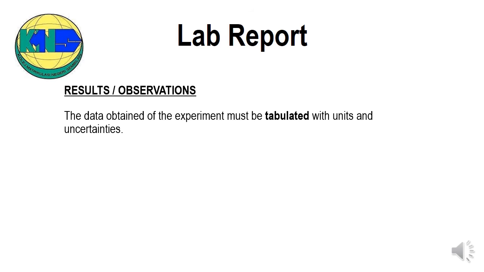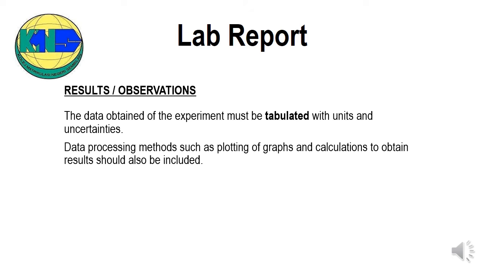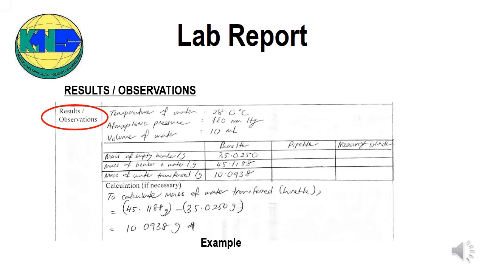Next, results or observations. The data obtained from the experiment must be tabulated with units and uncertainties. Data processing methods such as plotting of graphs and calculations to obtain results should also be included. The following are examples of results and observations written in a lab report.